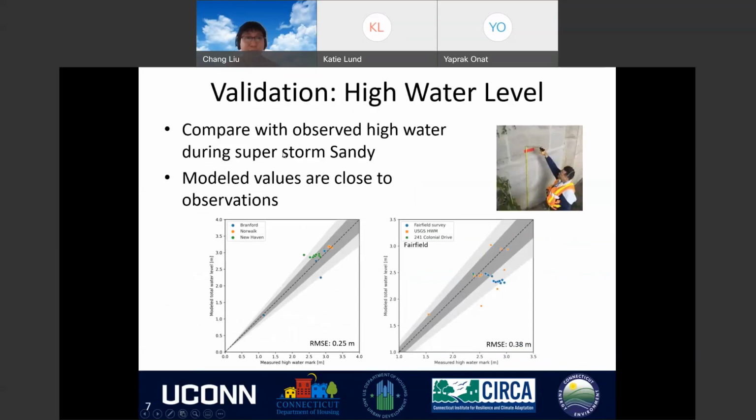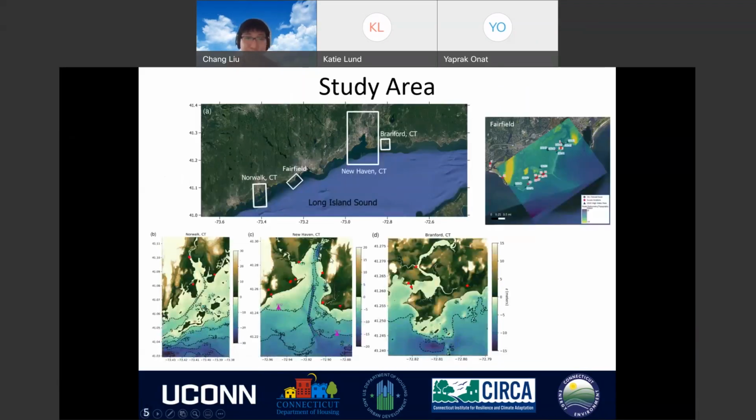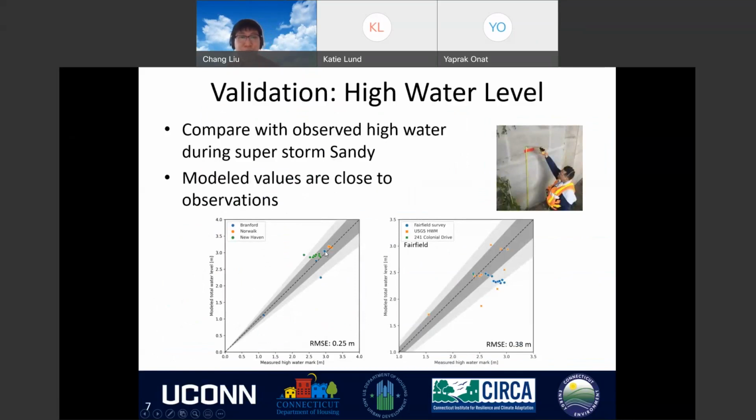So as I mentioned before, we validated the model by comparison to the measured high water marks during Sandy. So here are the results comparison plots. The horizontal axis is the measured high water mark, and the vertical axis is the model total water level. The dashed line is a one-to-one line, and each data point here corresponds to a measurement at a location that I showed 2 slides ago. So the closer the point is to the dashed line, the better the model performance.